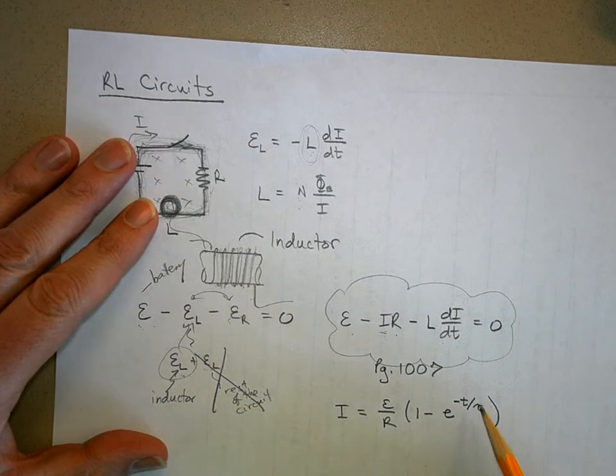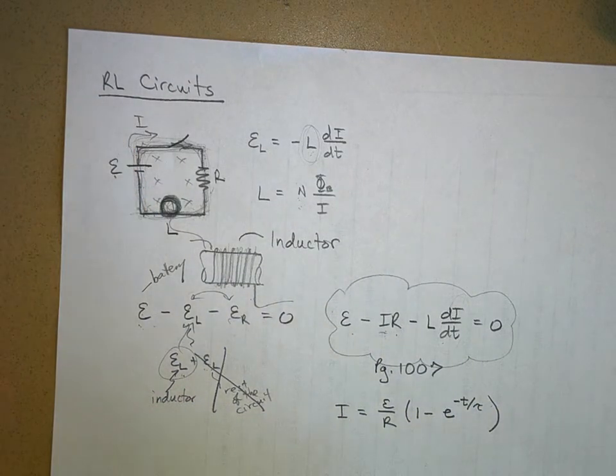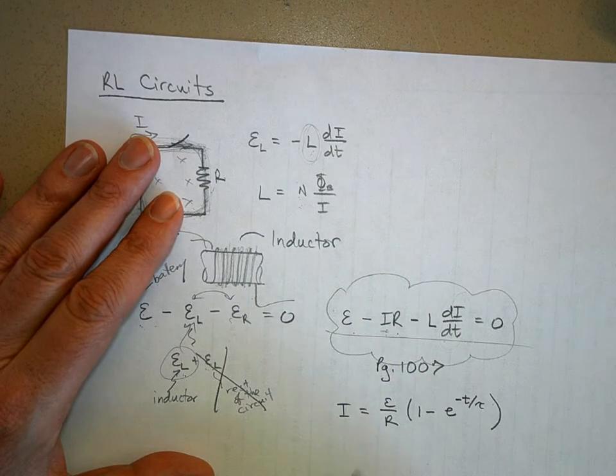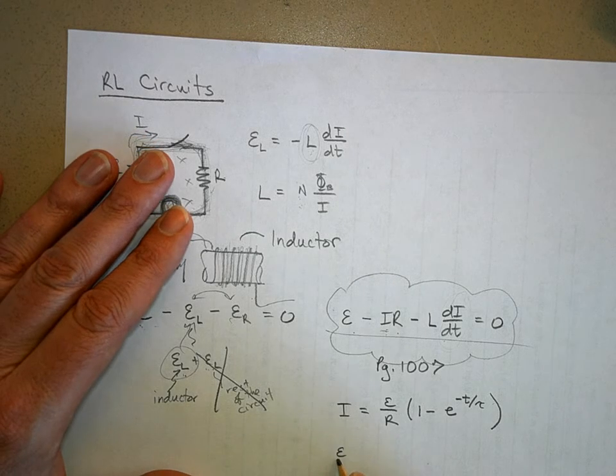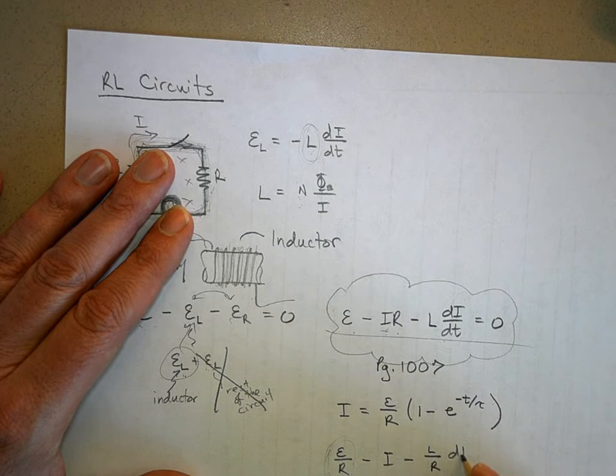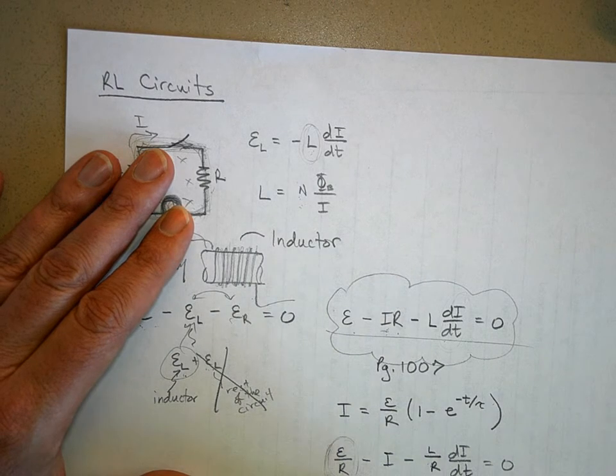let's figure out what this tau is, and it's really not hard to do. This is a great way to rederive it if you forget it on the AP test. Just take this whole thing and divide it by R. So you have E over R. Well, what's E over R? That's current. Minus, this is the maximum current, minus the current at some given time. That's this. And then minus L over R di/dt equals 0. Now this has to be current.